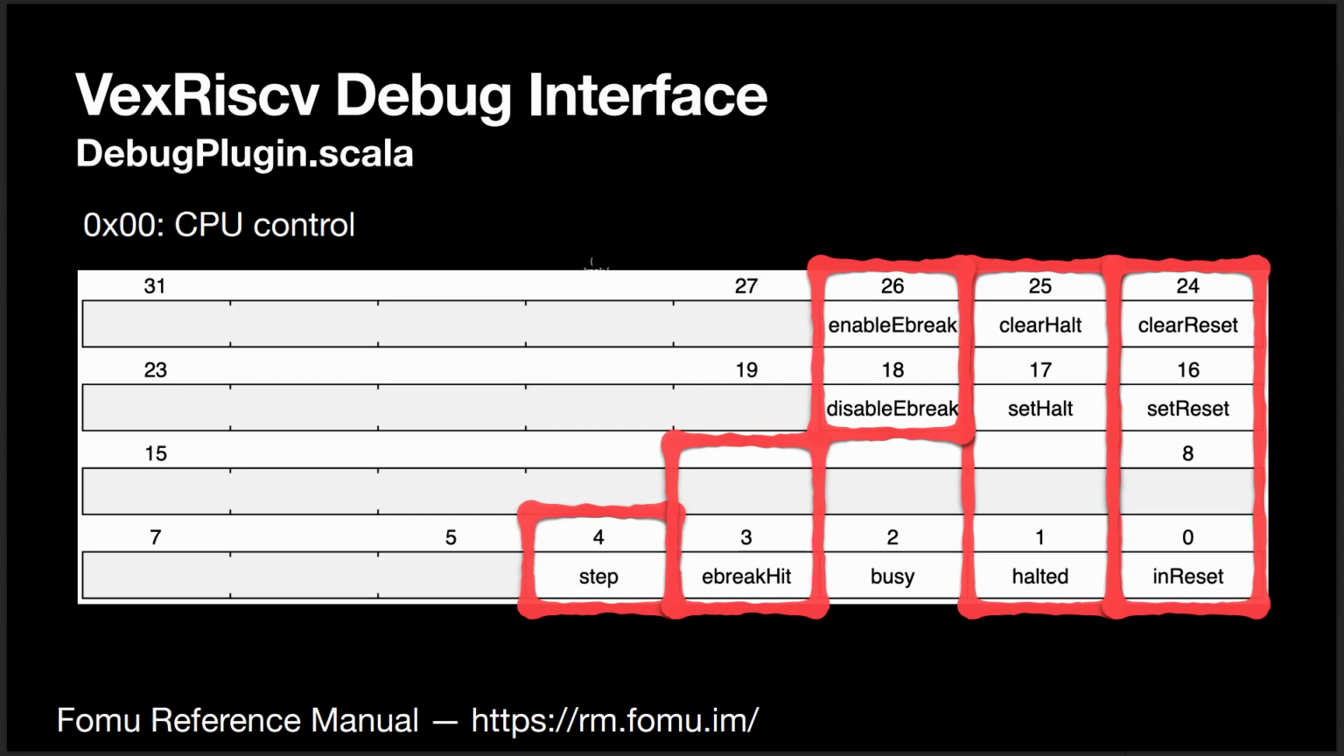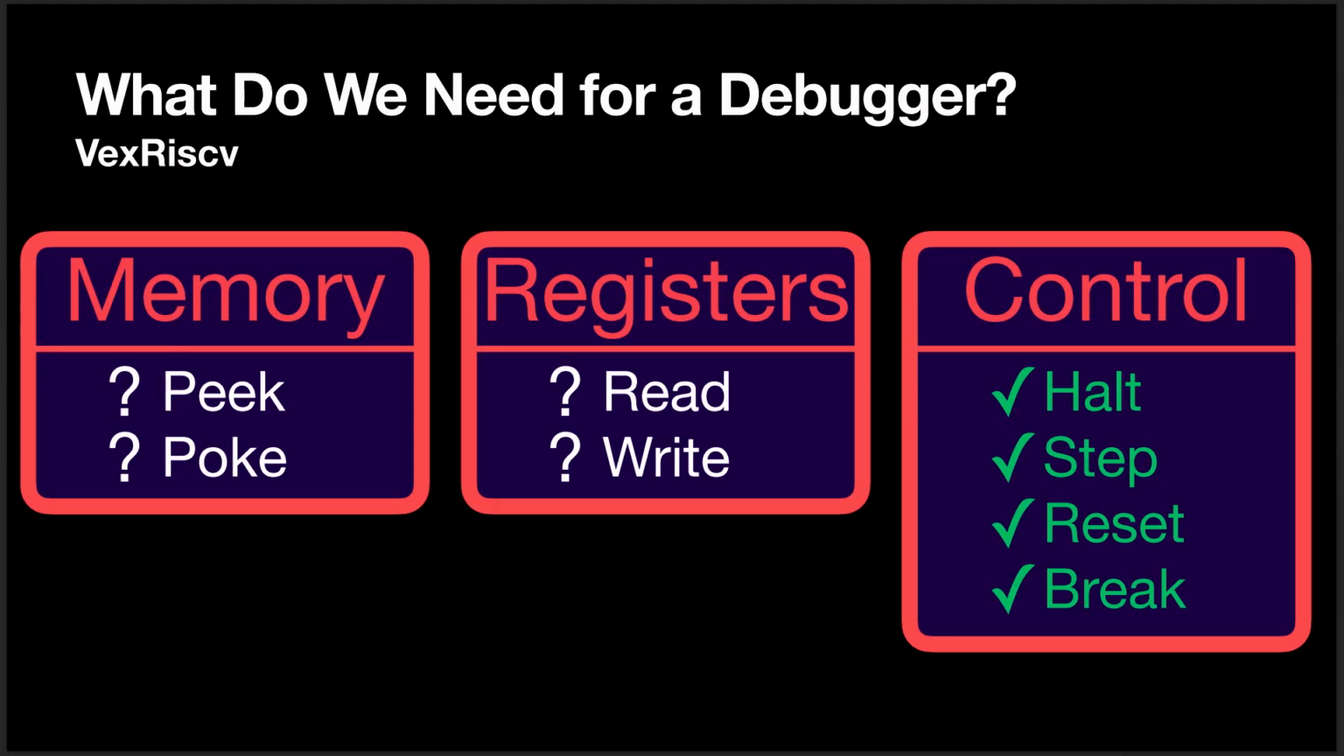This is address 0. You can see that I've highlighted basically everything in here, because from this one register, you can do things like reset the CPU. You can test to see if it's halted. If the step bit is set and you unhalt the CPU, it will do one instruction and then halt again. And you can see if it hit an e-break, a breakpoint instruction, by checking for that bit. So from this one register, we actually get everything we need to control the CPU. That's 50% of what we need from a single register.